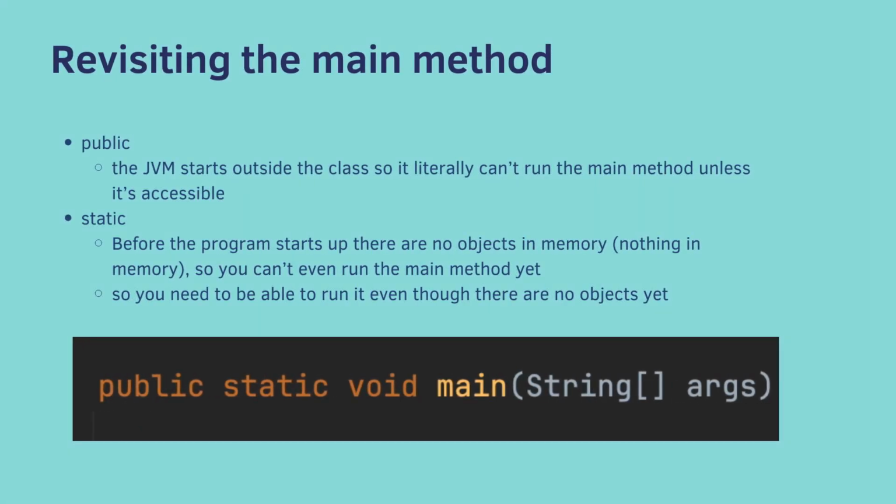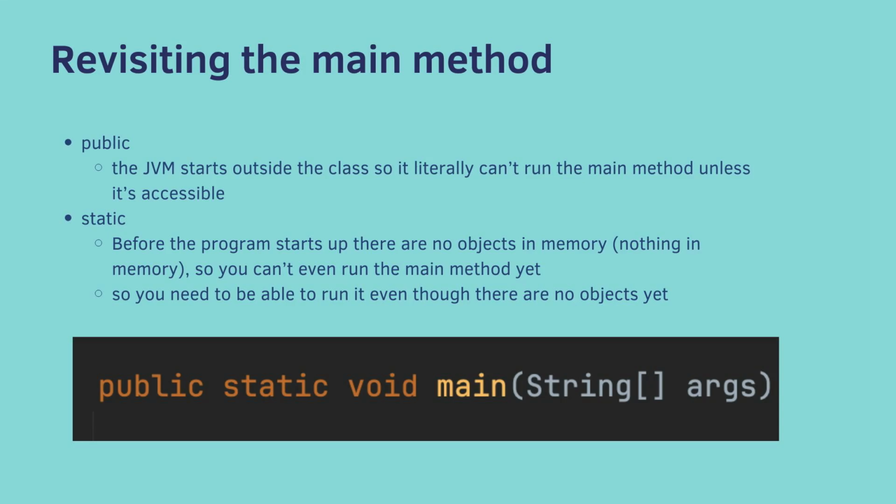Now that we understand public and static, let's revisit the main method. So the main method has to be public because the JVM starts outside the class, so it literally cannot run the main method unless it's accessible outside the class. So I challenge you, go change your main method to private and try to run it. You won't be able to.